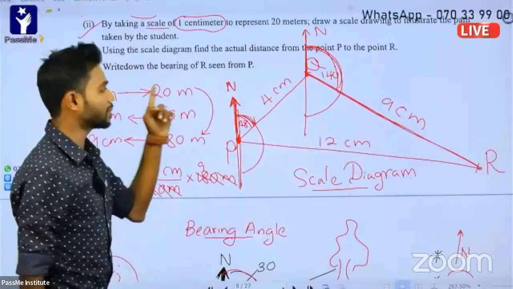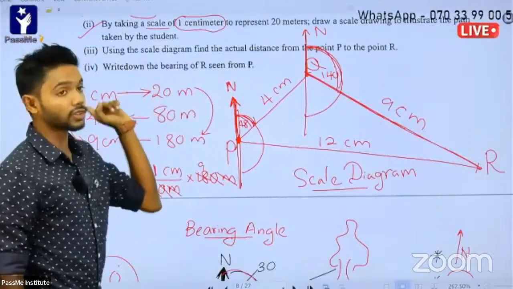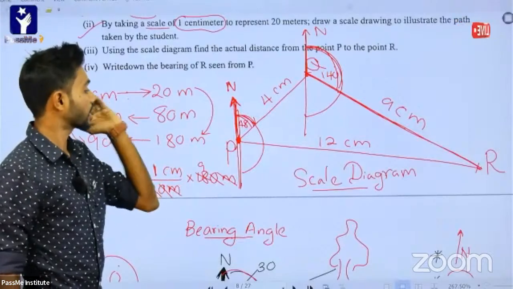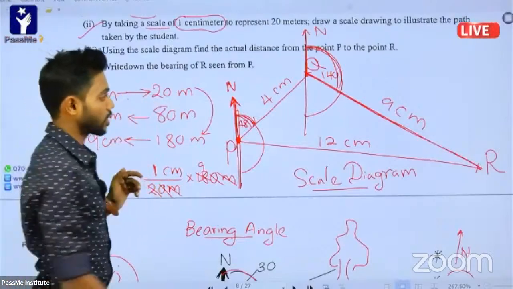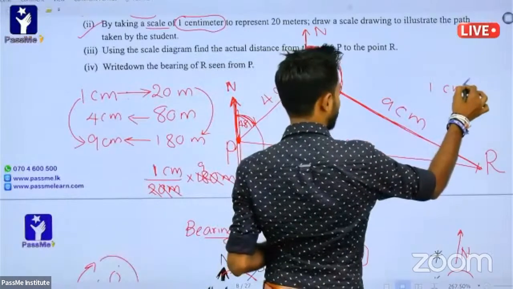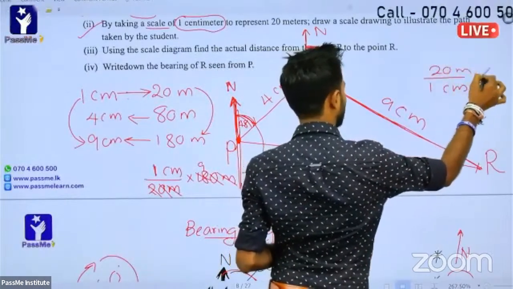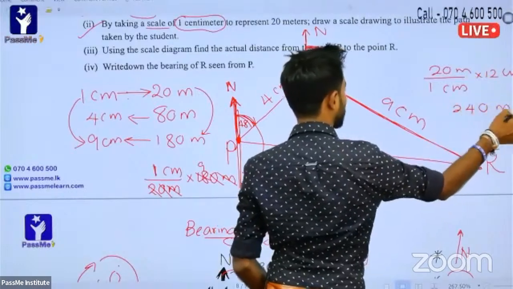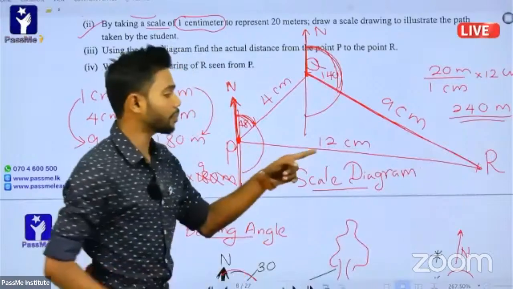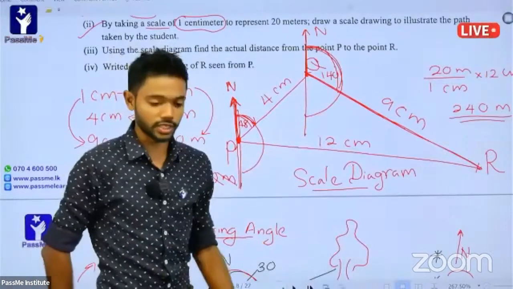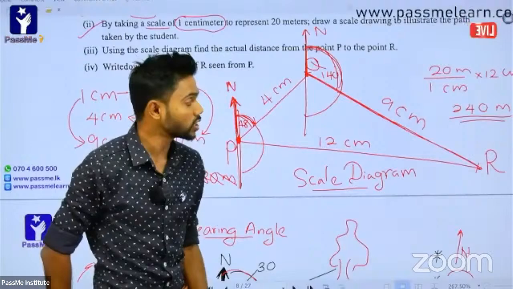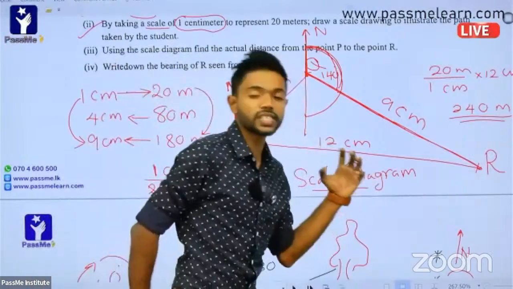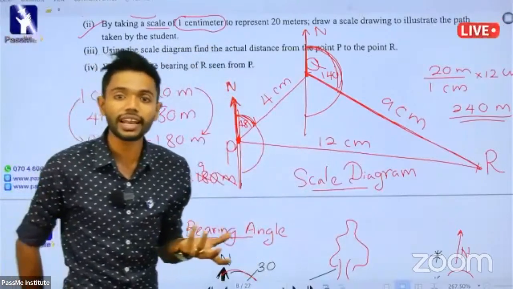So you can say 1 centimeter will represent 20 meter. That means 12 centimeter will represent 240 meter. So the PR distance is 240 meter. And this is how we use the scale diagram to measure the actual ground length.